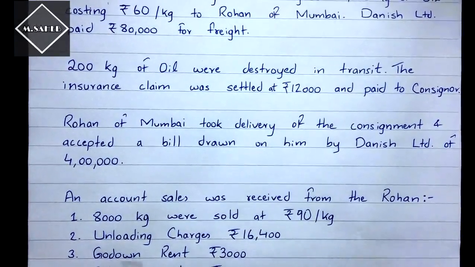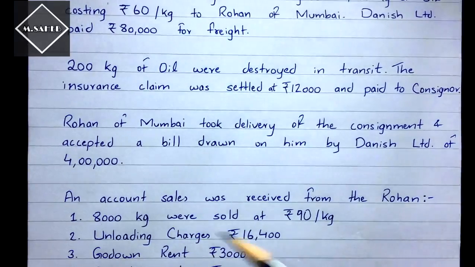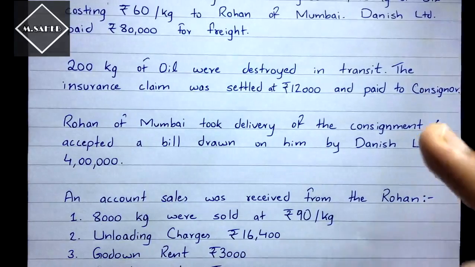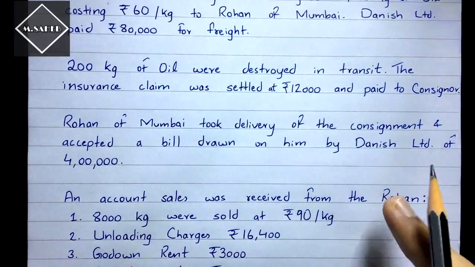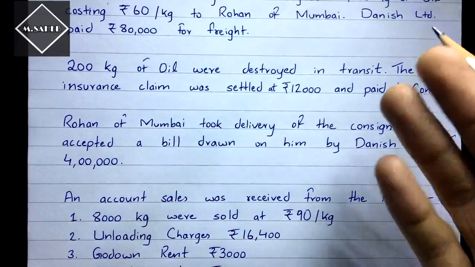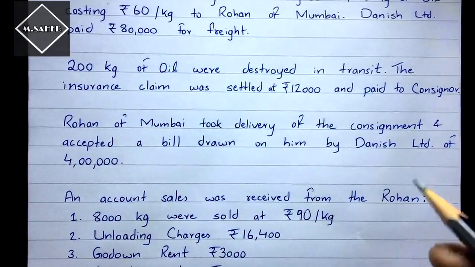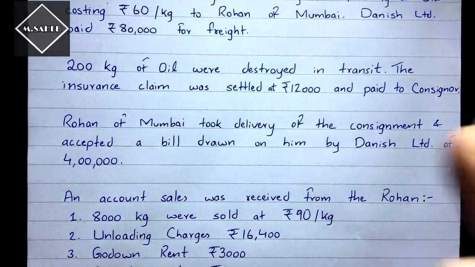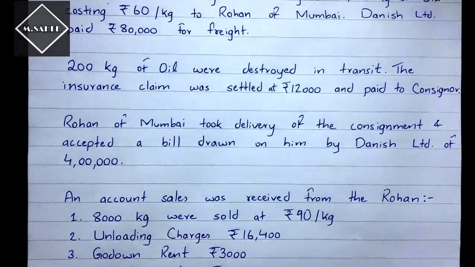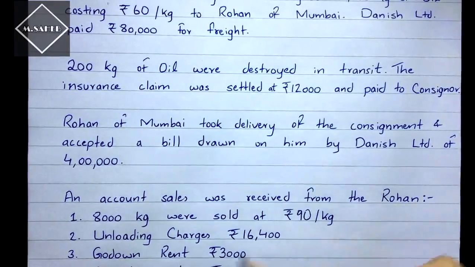Then it is said an account sales was received from Rohan. So the consigner received account sales from Rohan. What is account sales? Account sales means a report prepared by the consignee, and it contains the information related to the consignment: how much goods were sold, how much commission was charged, and what expenses were incurred by the consignee. All this information is contained in the account sales. So here also an account sales was received by Danish Limited from Rohan, and it contained the following information.